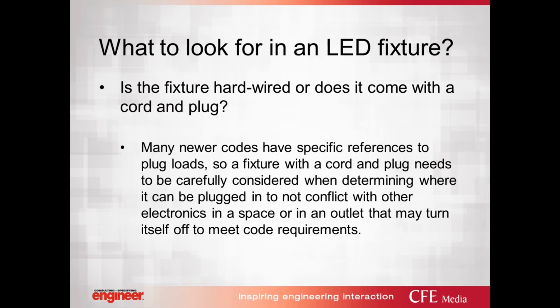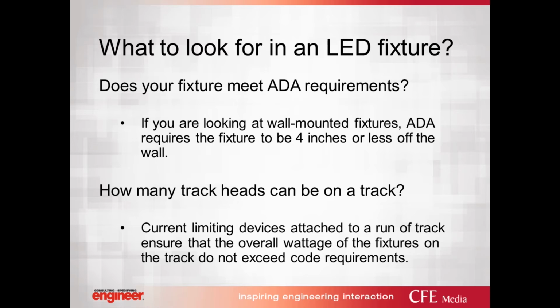Okay. Another question to ask yourself is, is the fixture hardwired, or does it come with a cord and plug? Oftentimes in online sources, there might be cord and plug like you'd see on a table lamp, for example, or hardwired. Hardwired is what you want to be using in more of an architectural application. Something to note here, many newer codes have references to plug loads. So having a fixture that is cord and plug requires that it's in an outlet that's going to be on at any given time and may not turn off from the code. So just something to consider when providing task lights, for example, in a private office.